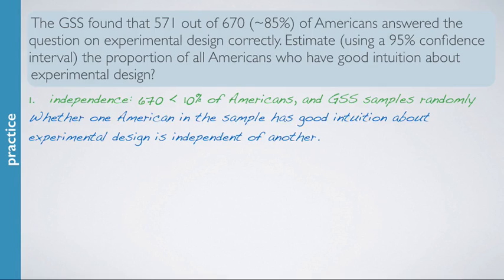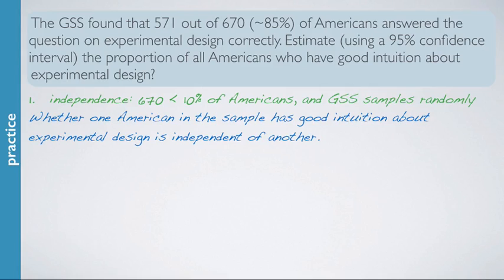another. The second condition is about the sample size, and remember that we check this condition when dealing with categorical variables and proportions as the success-failure condition. So we need to make sure that we have at least 10 successes and 10 failures in our sample.